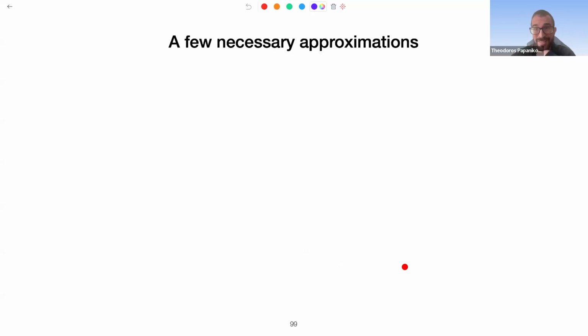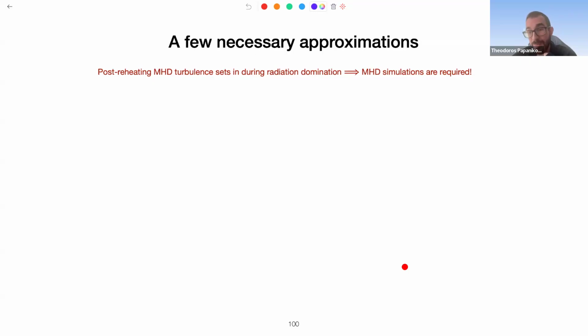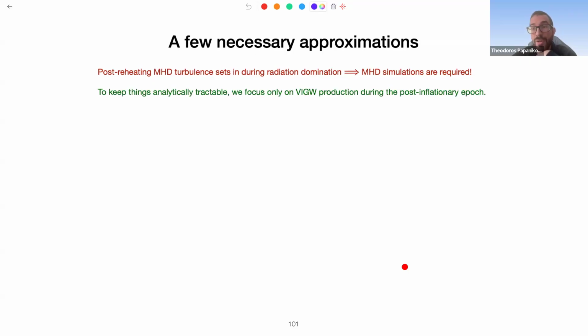Before computing the gravitational wave signal, I need to mention, to be honest, some approximations we made in order to keep our calculations analytically tractable. The most crucial issue is MHD turbulence, which is expected to be dominant in the post-reheating era, and which requires MHD simulations, which are highly costly. So in order to avoid these, we consider only vector-induced gravitational waves taking place during the post-inflation era. In this way, we underestimate our gravitational wave signal.